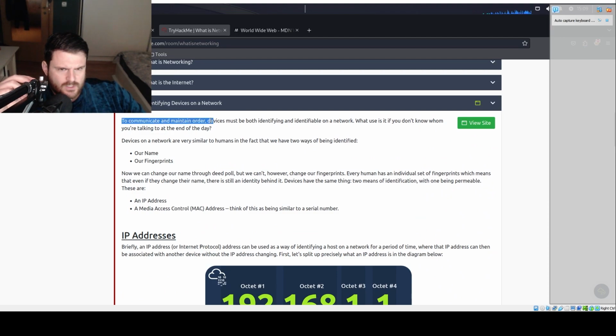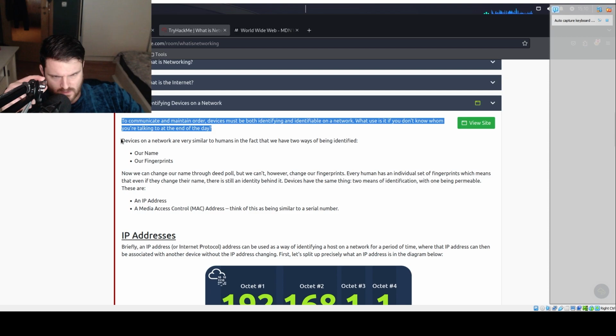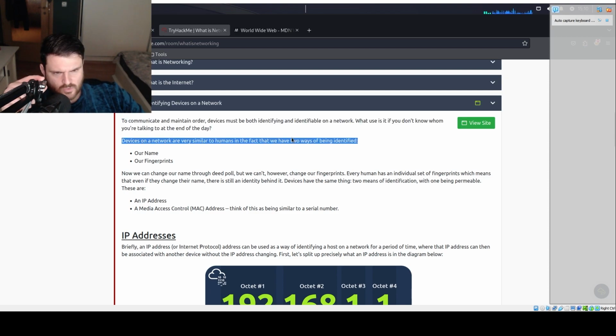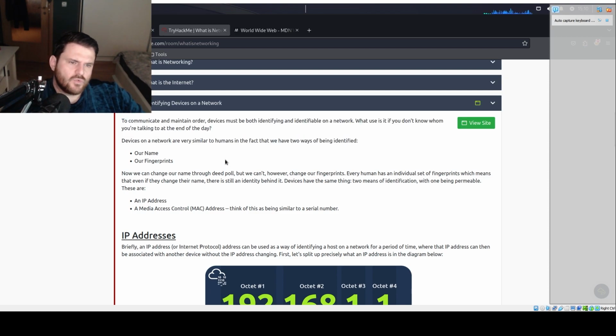To communicate and maintain order, devices must be both identifying and identifiable on a network. What use is it if you don't know whom you're talking to at the end of the day? Devices on a network are very similar to humans in the fact that we have two ways of being identified: by our name and by our fingerprints. Now, we can change our name through deed poll, but we can't change our fingerprints.